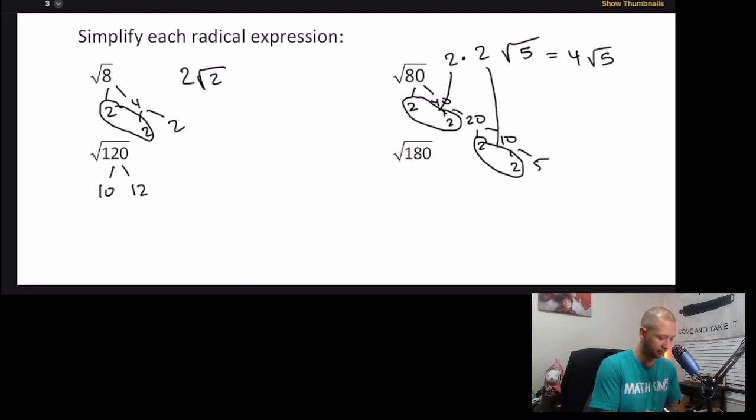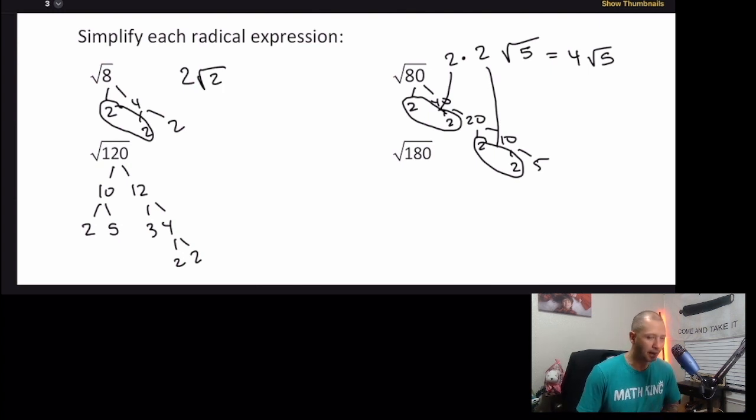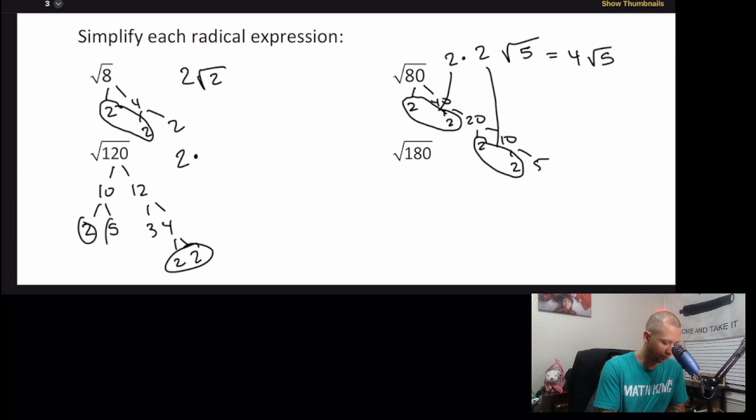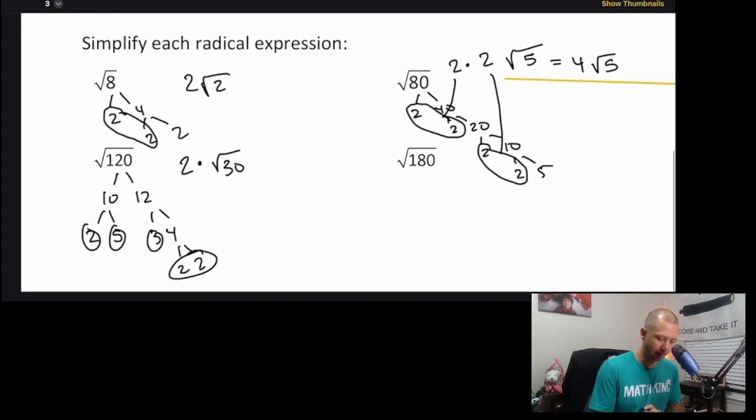There's 10 and 12, because 10 times 12 is 120. 2 and 5. This will be 3 and 4. And then 4 is 2 and 2. I think this way gets kind of confusing because numbers are all over the place, but it still works. So here we have just a pair of 2s, and that's going to come out as a single 2. And left behind is going to be 2 times 5 times 3, which is basically root 30. So 2 root 30.